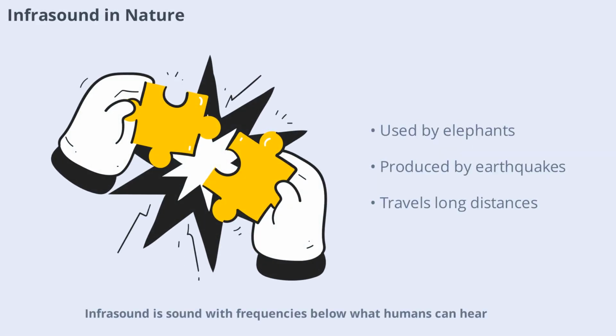Infrasound is sound with frequencies below what humans can hear. Large animals like elephants use infrasound to communicate over long distances. Natural events like earthquakes and volcanoes also produce infrasound, which scientists use to study these phenomena. Infrasound can travel great distances, making it useful for monitoring the environment.